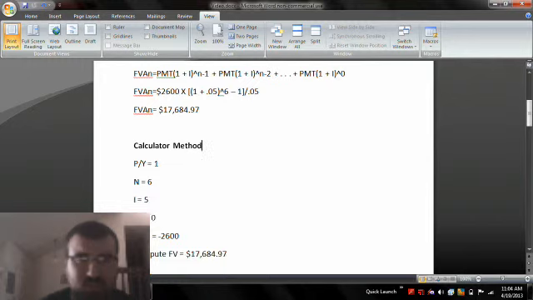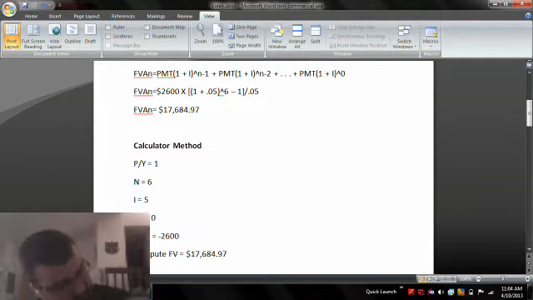The easier way to do this, and this would be on the TI BA II Plus, would be the calculator method. And with this one, you'll just want to make sure it's set to ending. So you'll want to hit second, and then you hit the begin button, which is also the payment button, and it'll pull that up, and as you can see, like that.